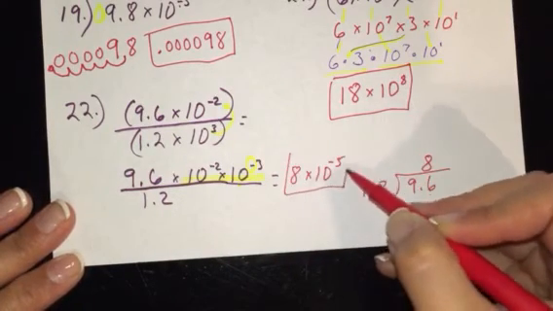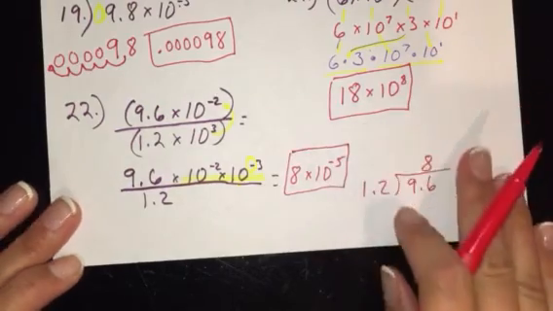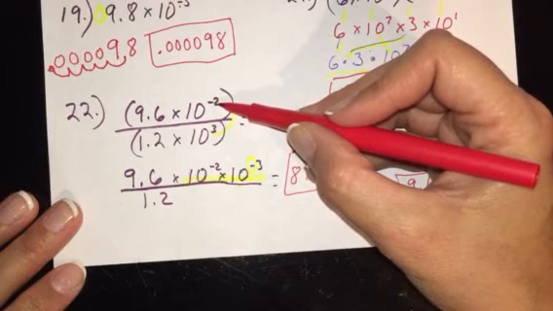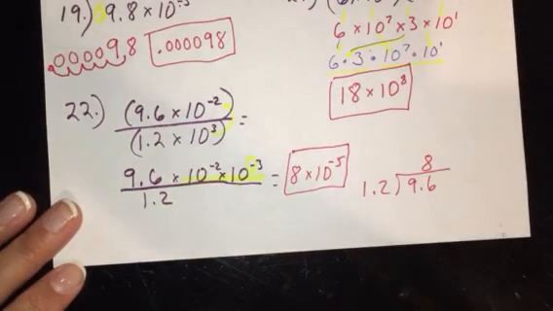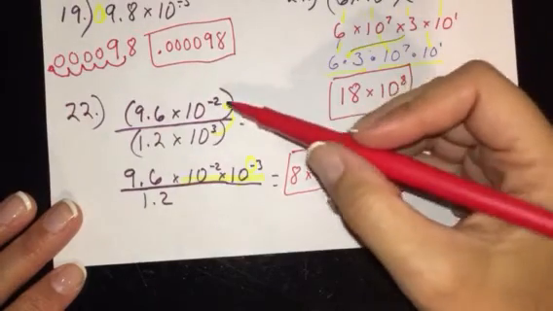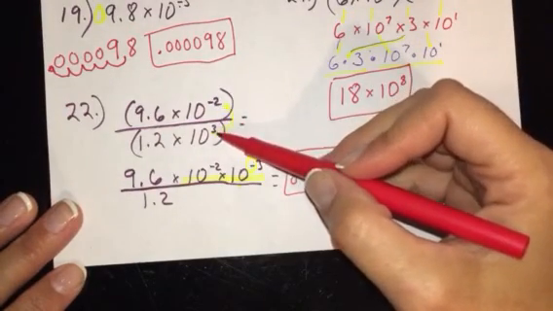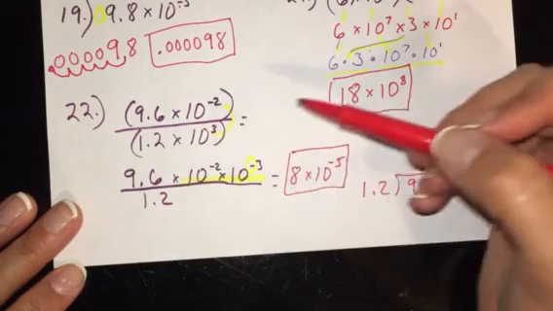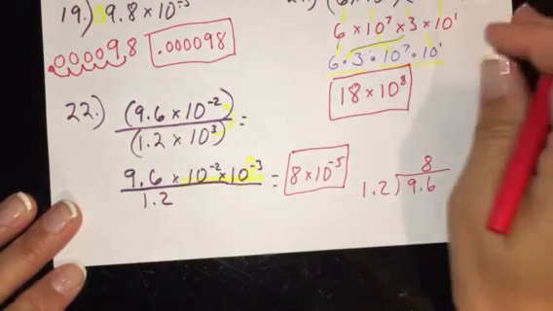That's a really small number. And that makes sense because I start with a small number. 0.096 is the number I start with, which is like 9/100ths. And then I divide it even further by a pretty decent sized number. So that makes sense that I have a very small number.